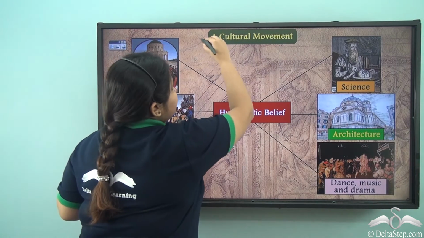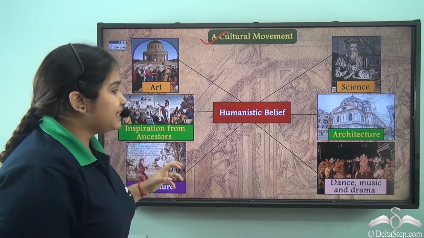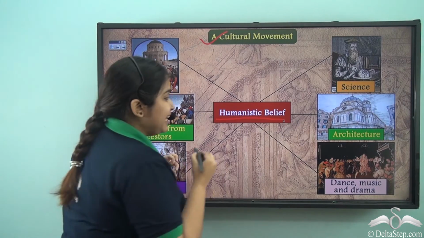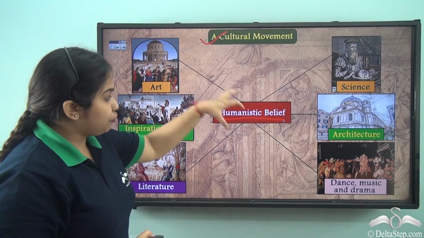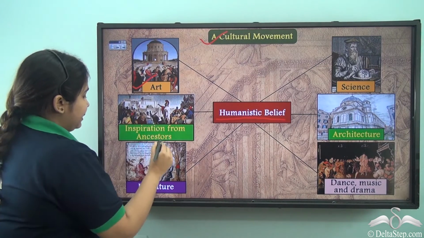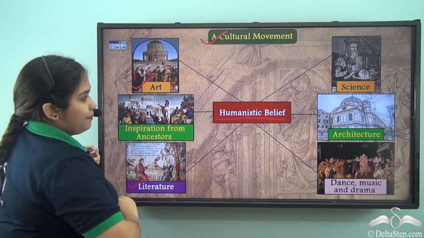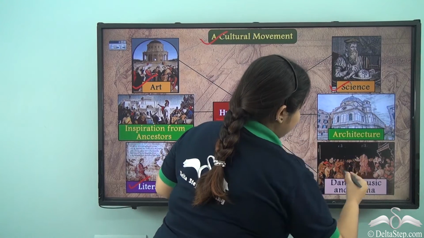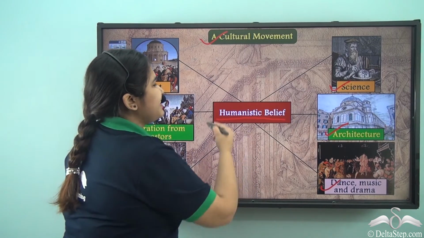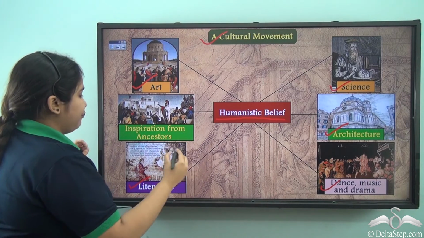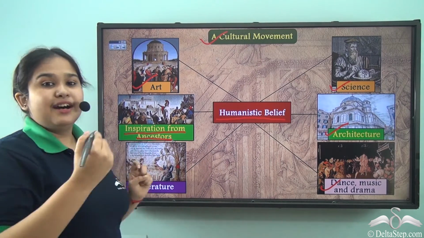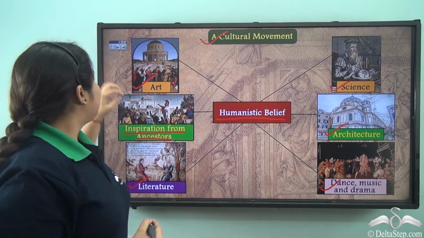Thus, Renaissance becomes a cultural movement, because at the core of it, we see the humanistic belief, and through that, we can view the progress in art, literature, science, architecture, drama and dance. And this humanistic belief was also driven by inspiration from ancestors, the classical antiquity.